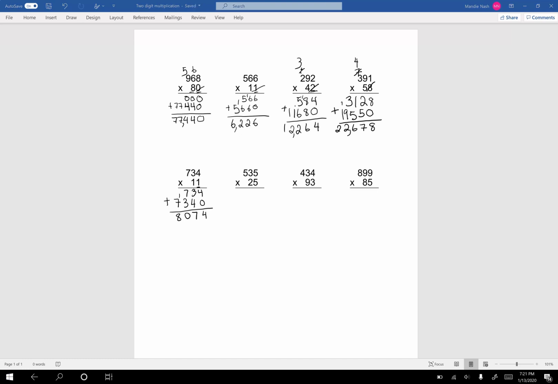All right, the next one, we have 535 times 25. So 5 times 5 is 25. Carry the 2. 5 times 3 is 15, plus 2 is 17. Carry the 1, and 5 times 5 is 25, plus 1 is 26. So once again, I'm going to cross off everything that I don't need and place my 0. All right, so 2 times 5 is 10. Carry the 1. 2 times 3 is 6, plus 1, which is 7, and 2 times 5 is 10.